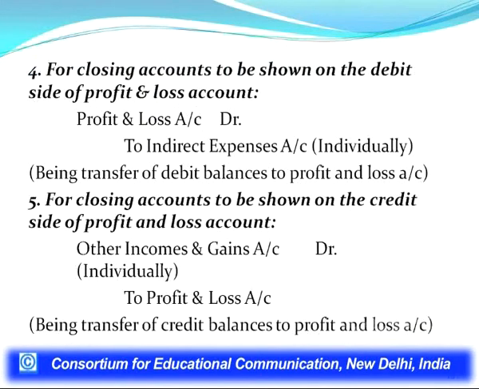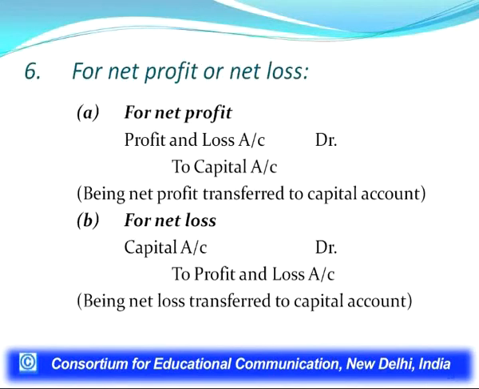The next entry we pass for the debit side items of profit and loss account, that is indirect expenses. Profit and loss account debit to indirect expenses. Entry will be made individually, all expenses shall be mentioned. Then for incomes which are to be shown on credit side, other income and gains account debit individually to profit and loss account. And the balancing figure of this account will be net profit or net loss.